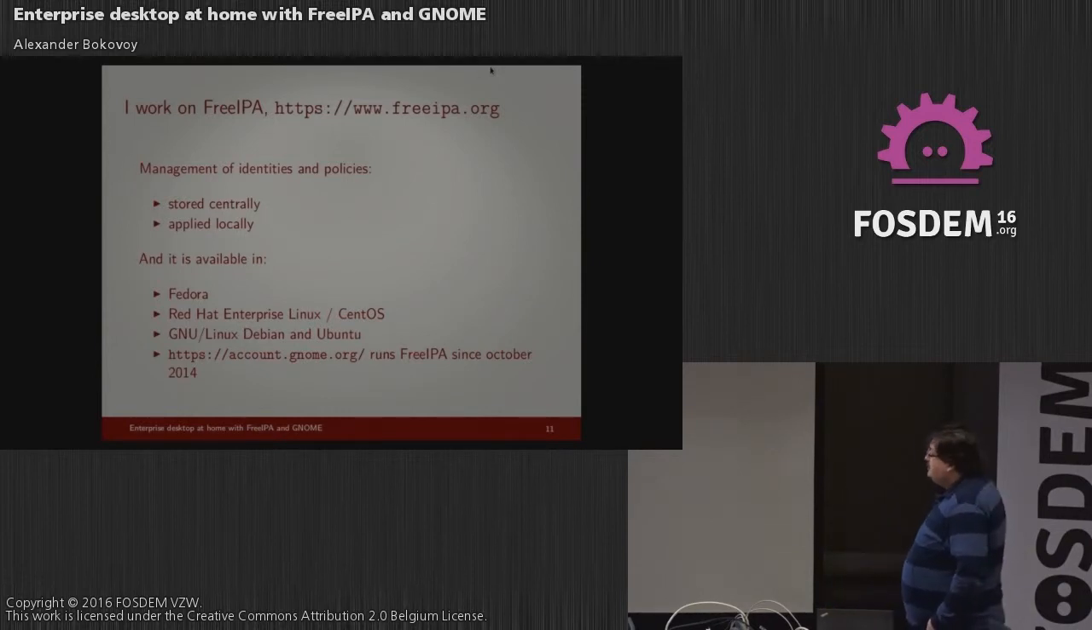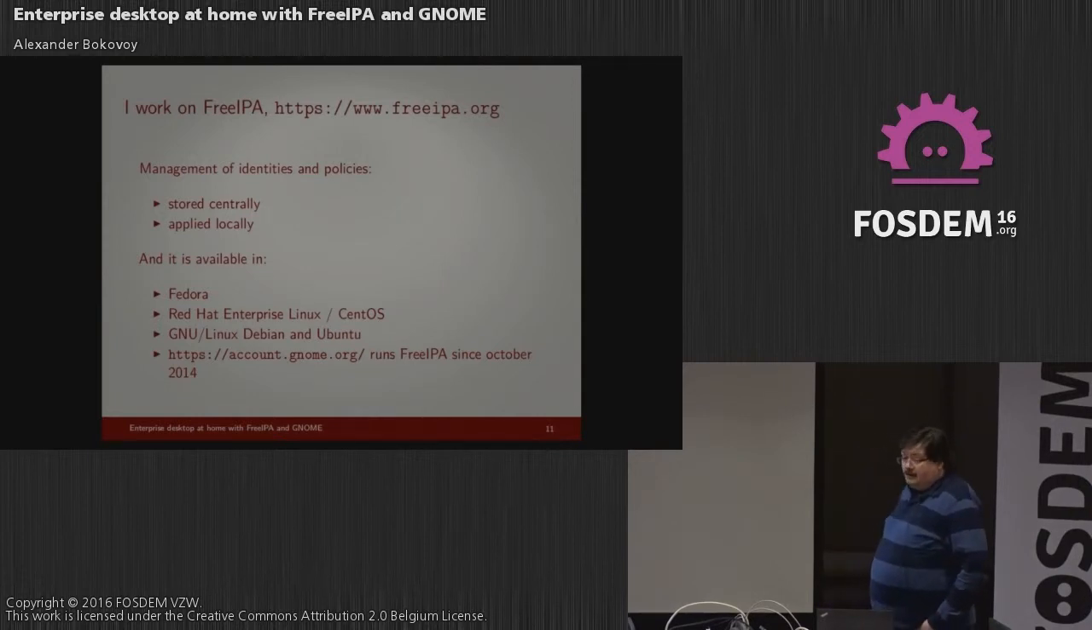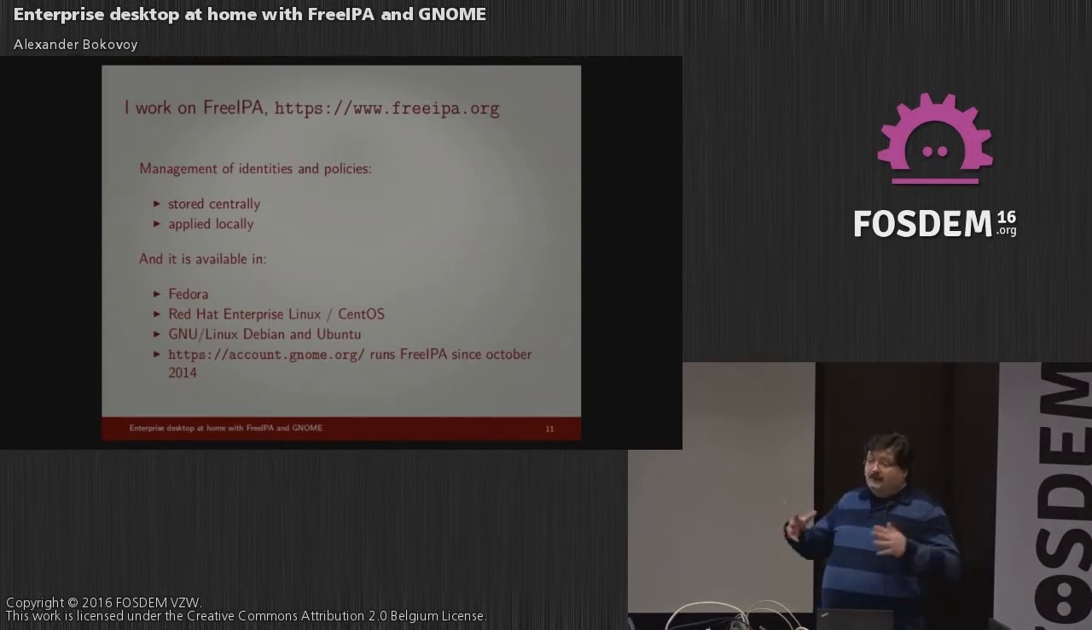So I work on FreeIPA. It's a project that tries to manage identities and policies in general speak. They are stored centrally in the FreeIPA server. They are applied locally by the software running on your desktop. In a typical environment, Fedora or Red Hat Enterprise Linux or CentOS or Debian or Ubuntu, it's the SSSD daemon, and it's used fairly well across the commercial customers of Red Hat and others, but it's also used by other free software projects, and one of the bigger publicized ones is the Gnome Foundation. So the Gnome project is actually using FreeIPA to manage the whole Gnome account environment. So if you're a contributor, chances are that you're already using FreeIPA.